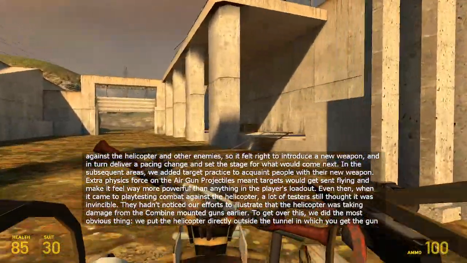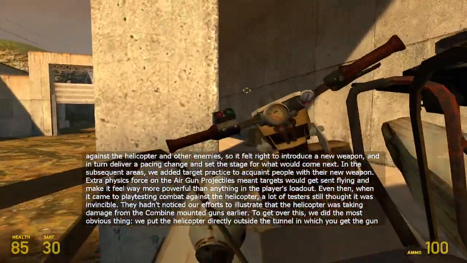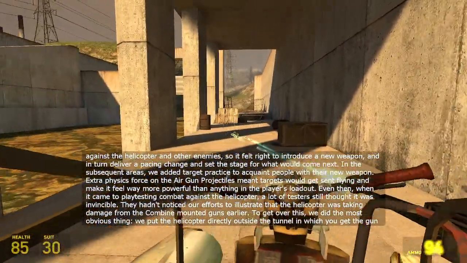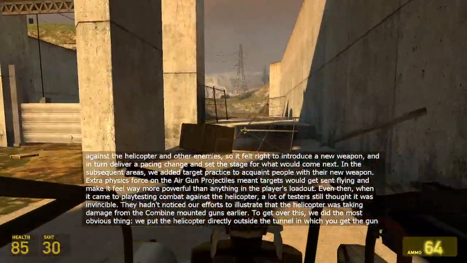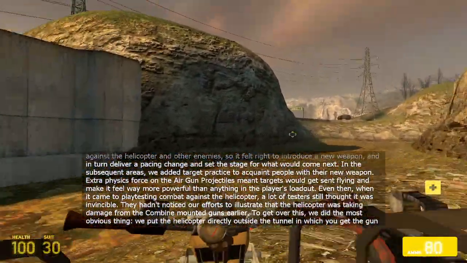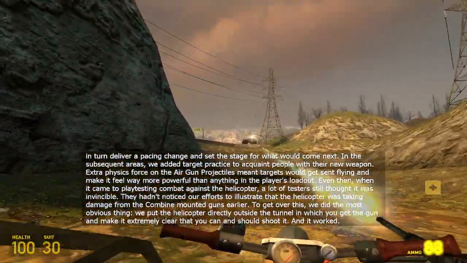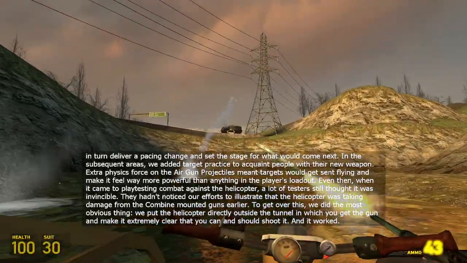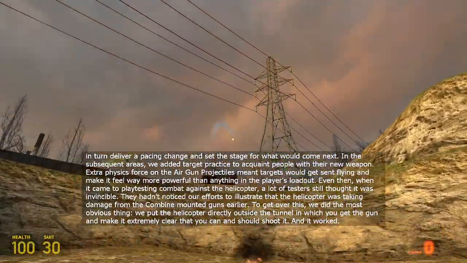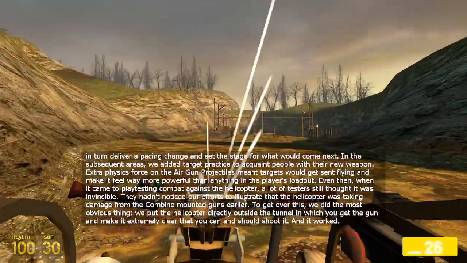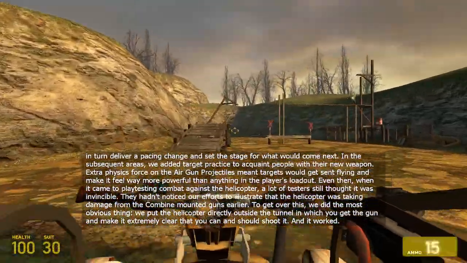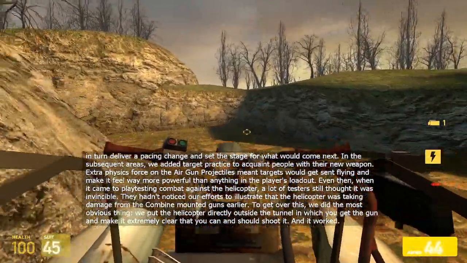Even then, when it came to playtesting combat against the helicopter, a lot of testers still thought it was invincible. They hadn't noticed our efforts to illustrate it was taking damage from the Combine-mounted guns earlier. To get over this, we did the most obvious thing. We put the helicopter directly outside the tunnel in which you get the gun and make it extremely clear that you can and should shoot it. And it worked.